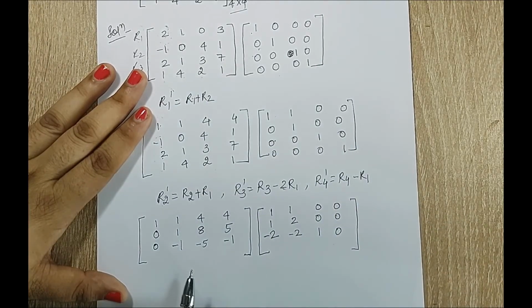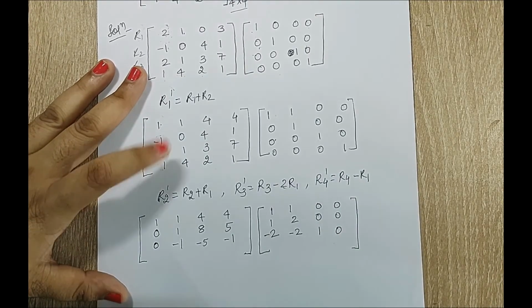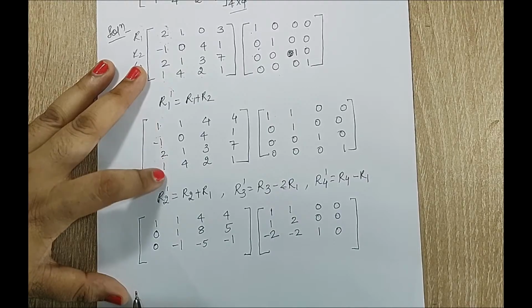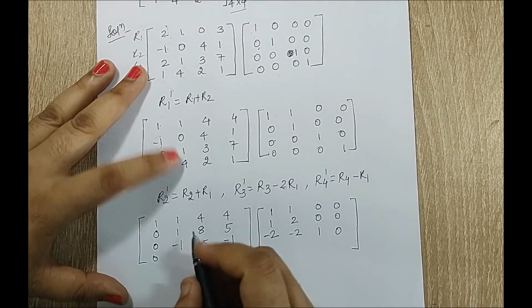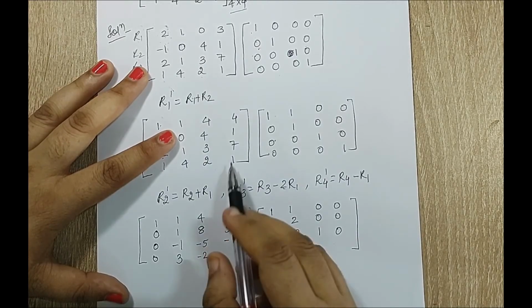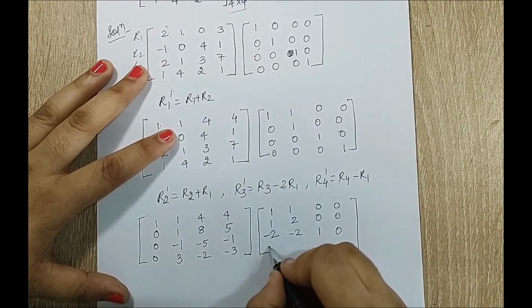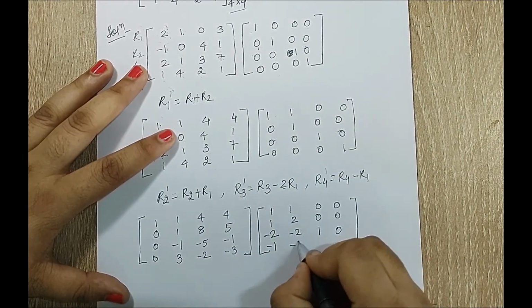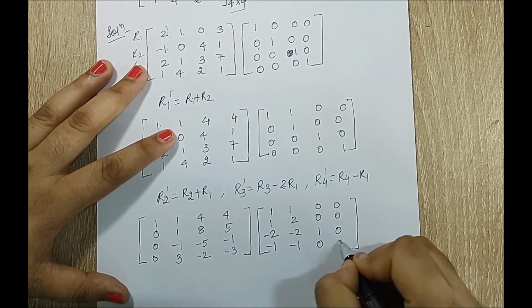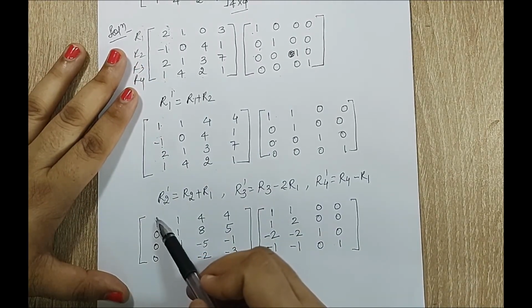Next I'll solve for the fourth row. It is R4 minus R1. So from this value I have to subtract the R1 value. 1 minus 1 is 0. 4 minus 1 is 3. 2 minus 4 is minus 2. 1 minus 4 is minus 3. Here I have 0 minus 1. Next I have minus 1, 0 and 1. So this is how I have converted the first column.